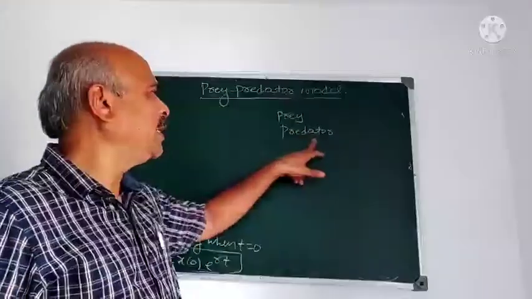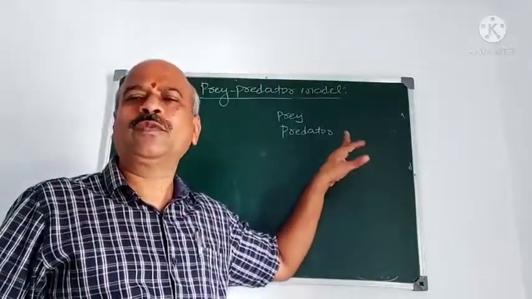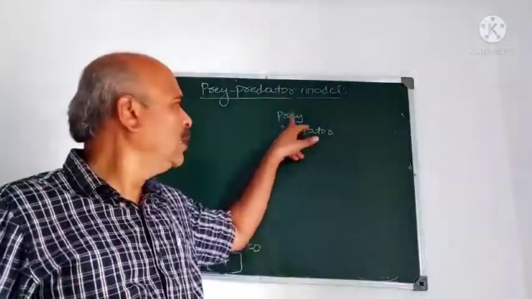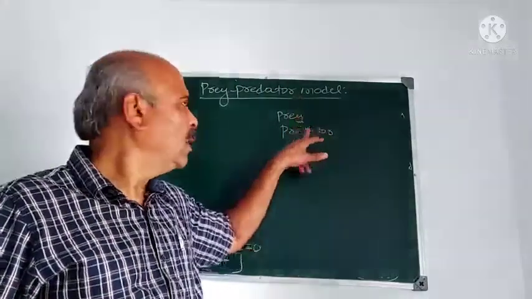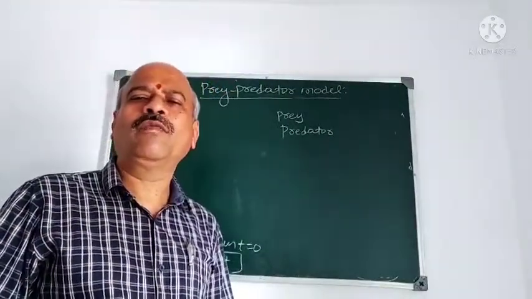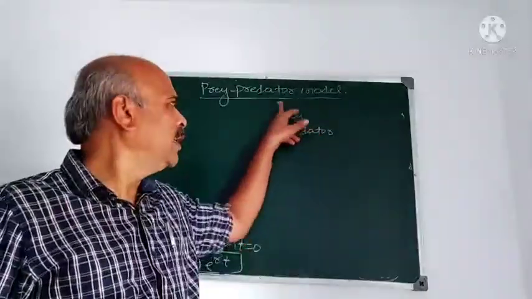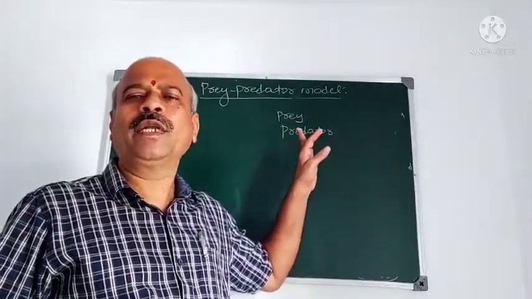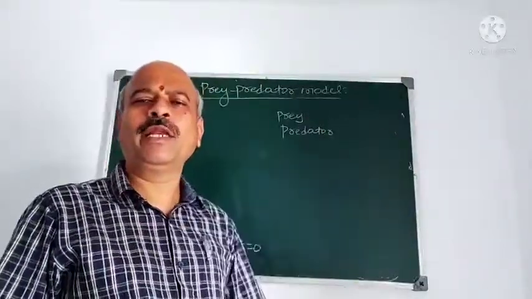What do you mean by prey-predator? Predator means an animal which hunts other animals for its food. And the animal which is killed by the predator is called the prey species. Prey means a creature which is killed by the predator for its food. So prey is food for the predator.